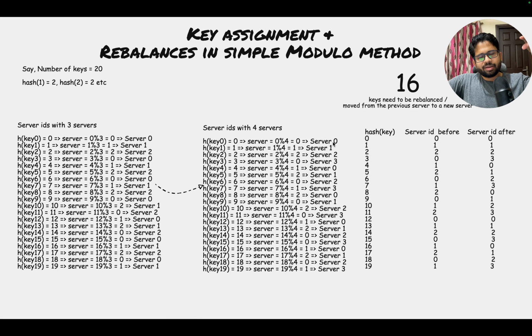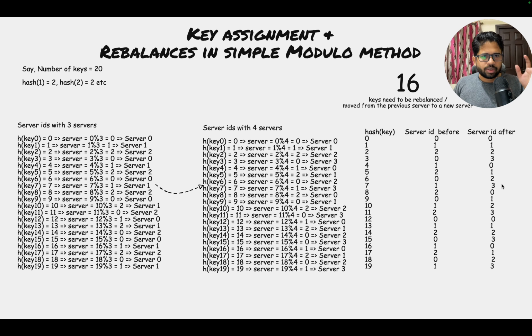The rebalancing service or any such thing will get one key at a time. It will recompute the hash and the modulus, and it will figure out the server each key is supposed to be on. So these are the key values. If the before server is written here and the after server is written here, wherever the before and after don't match, the rebalancing service will delete the data from the previous server and move it to the new server.